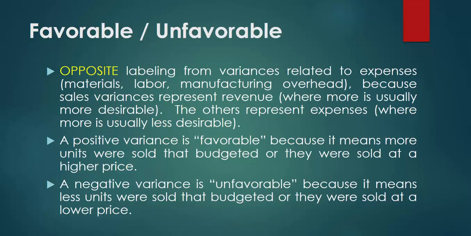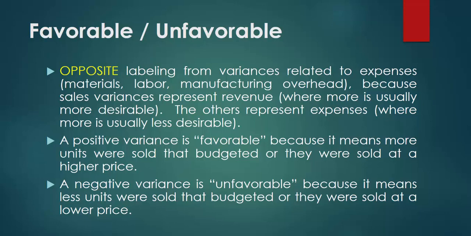This is different than what you're used to seeing. In the other variances that you're familiar with, materials variances and labor variances, negative is favorable. That's because in those cases, they're related to expenses and other costs. And so the less cost you incur, the better it is for the company because theoretically the higher the profit. And so in those cases, negative numbers are good because it means that you spent less or you used less.